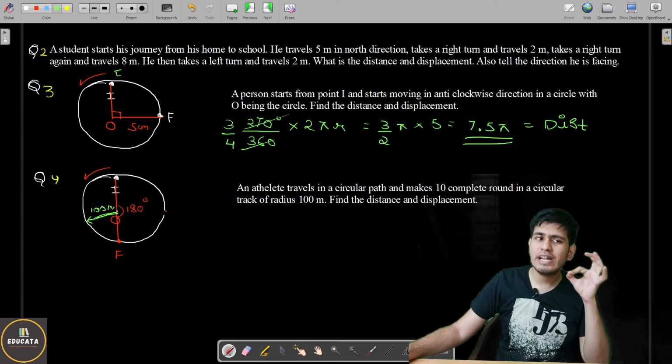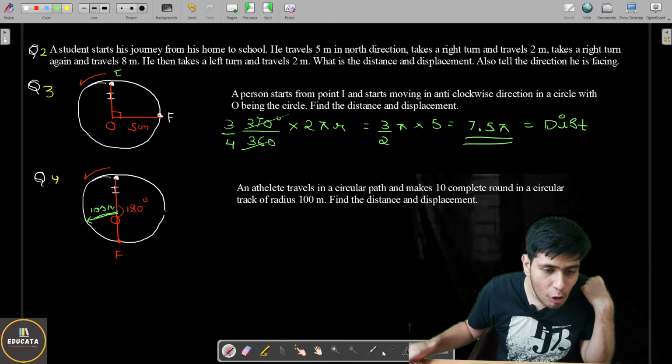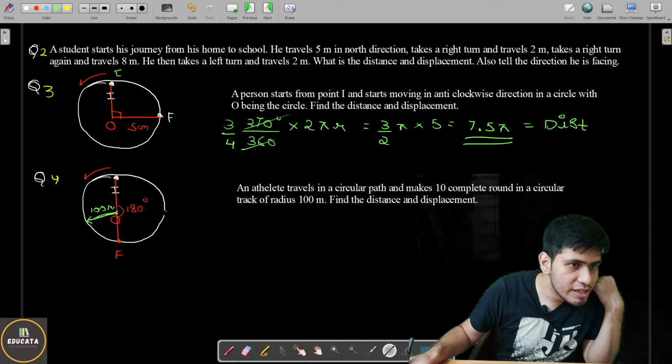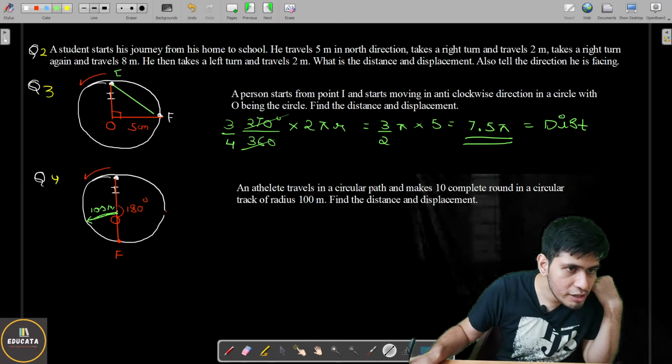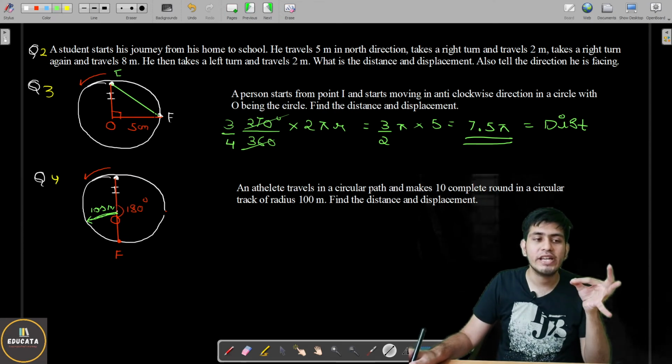Can we calculate the displacement too? Yes, we can. How can we calculate? We have to simply move from, let me change the color of the pen, from this point to this point, and this is the displacement covered by the body.